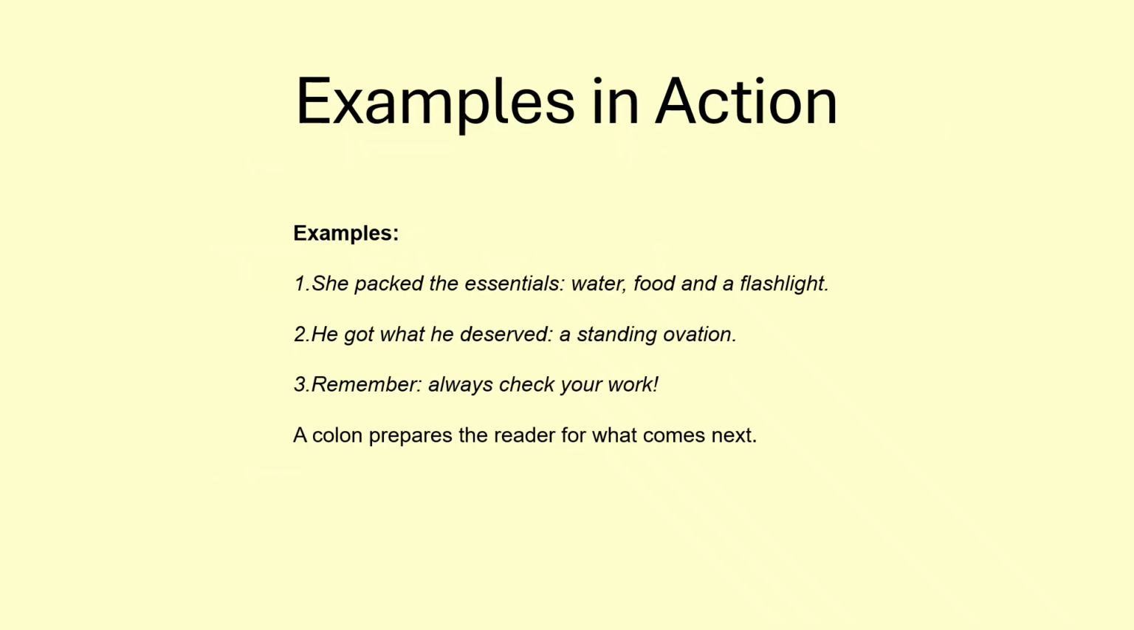Let's have a look at some examples then. So we've got one in the list here. So she packed the essentials: water, food, and a flashlight. He got what he deserved: a standing ovation. So that's giving us more information about what he deserved. Remember: always check your work. That's given us some important information after the colon there. So think of a colon as a punctuation mark that prepares the reader for what's about to come next. So the additional information which is going to come after the colon.